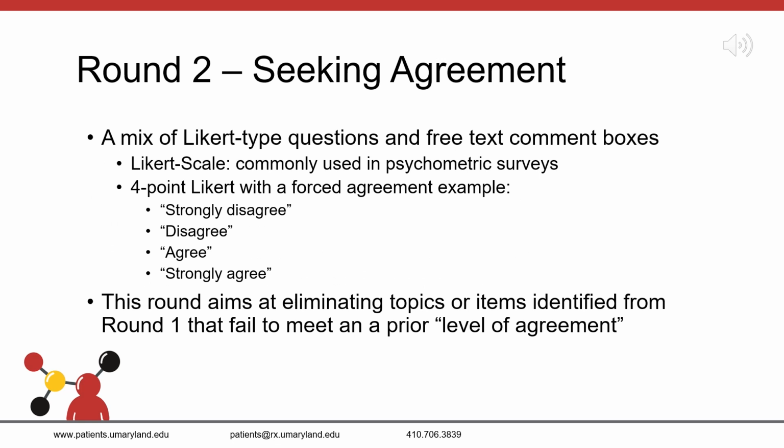Now our round 2 is what I call the seeking agreement round. This is where we're taking a mix of Likert type questions. So Likert kind of refers to that from agree to disagree, or strongly disagree all the way to strongly agree. This is a type of question where we're trying to get the panel to tell us whether they approve or disapprove, or agree or disagree with what we're saying, based on their first round feedback.